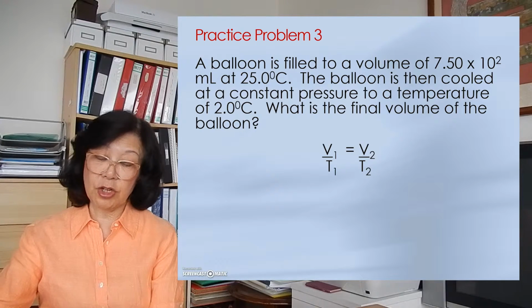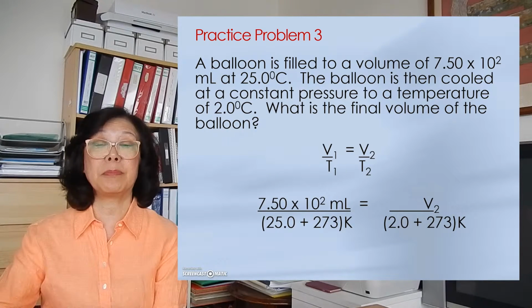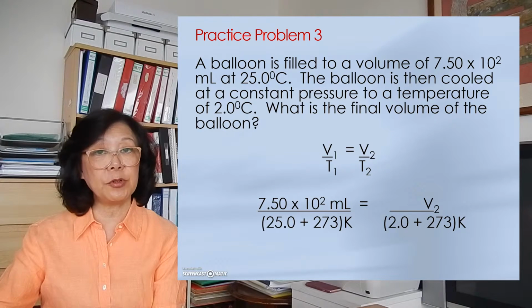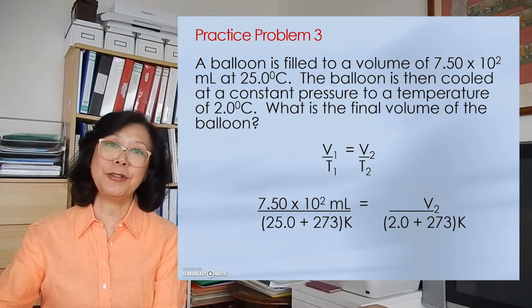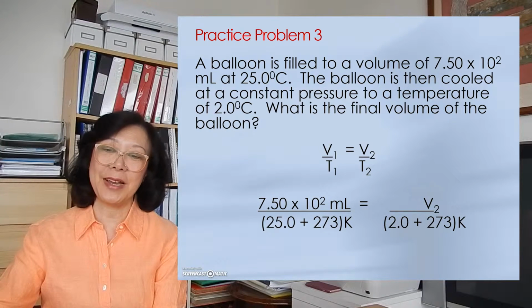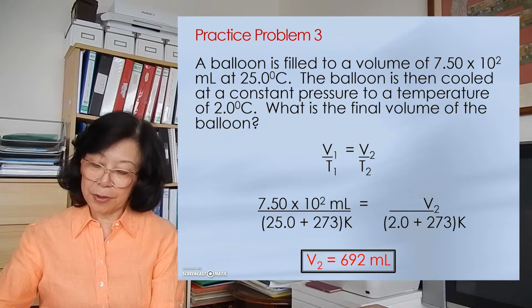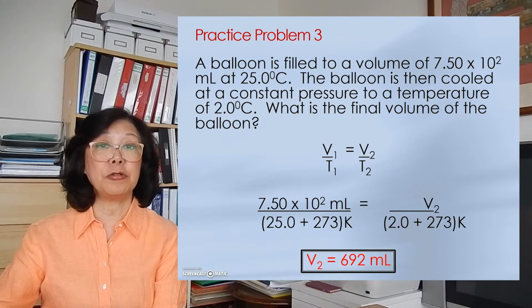So now I apply Charles' law to solve the problem. But please remember to convert the temperature into Kelvin. A lot of students tend to forget that and do it in degrees C, and that would get you the wrong answer. So volume 2 is 692 milliliter.